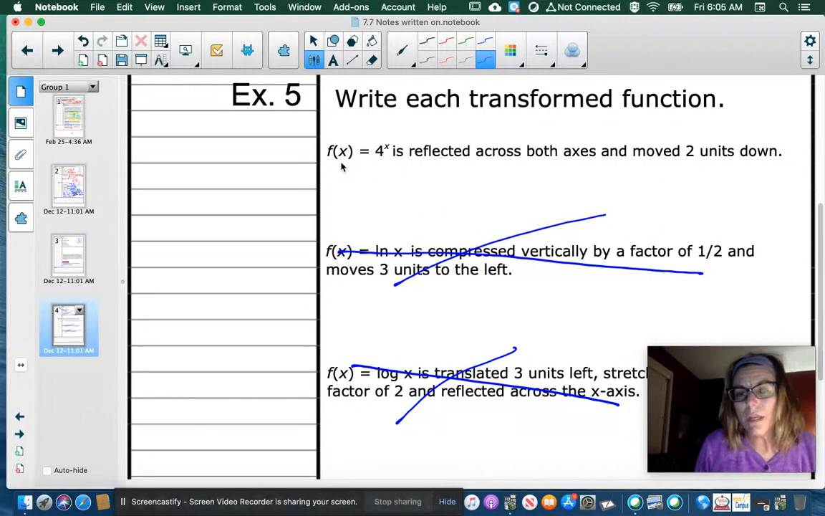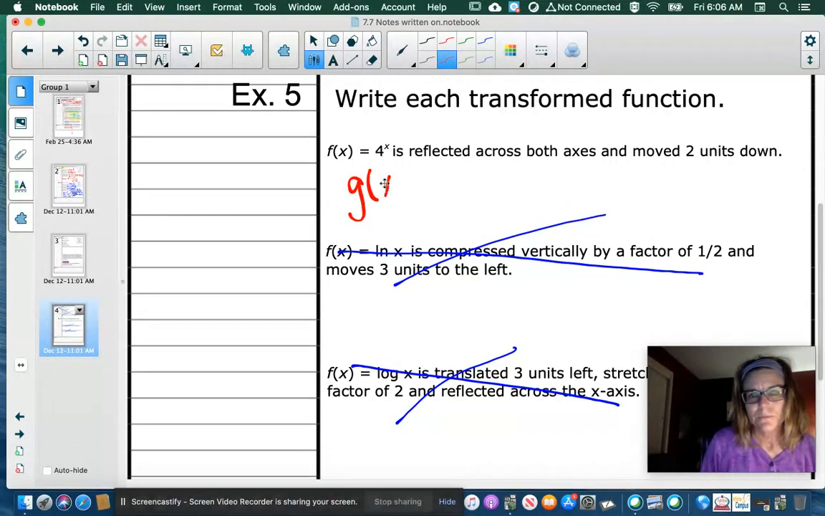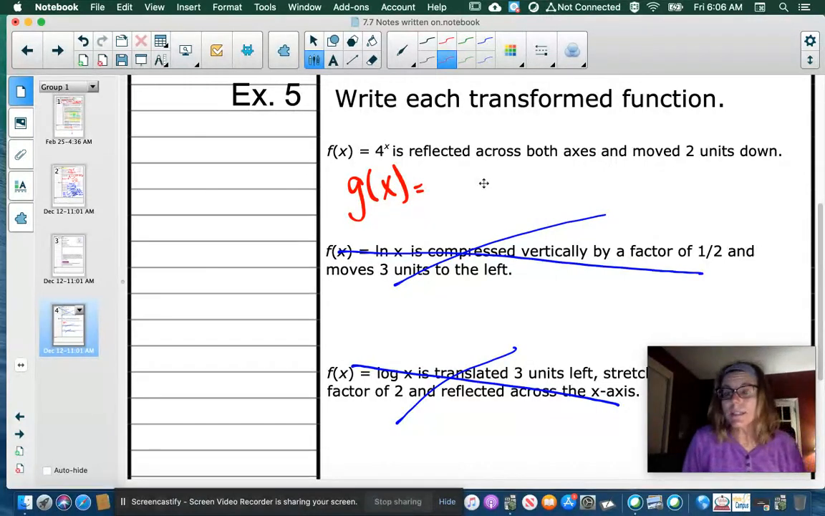So now it's giving us the parent function, and it's saying it's reflected across both the x and the y-axis, across both axes, and moved 2 units down. And it wants us to write the transform function. So let's do that right now. Well, if it's reflected across the x-axis, there's a negative out in front. If it's reflected across the y-axis, the negative is attached to the x, and then it's moved down 2. It's that basic.